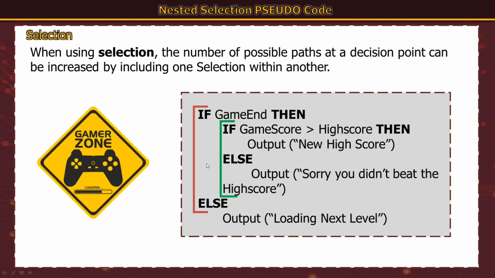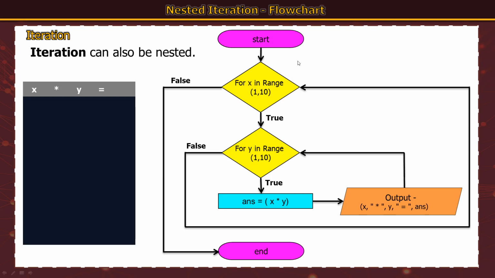If the game had ended, but the user hadn't beat the high score, it would have gone down to the else and said, sorry, you didn't beat the high score. You can see by nesting a selection how the program has been able to deal with a wider variety of possible outcomes. In this example, I have a loop nested inside of a loop.